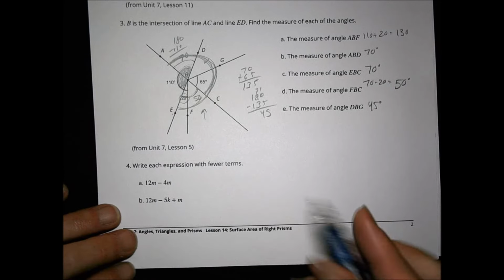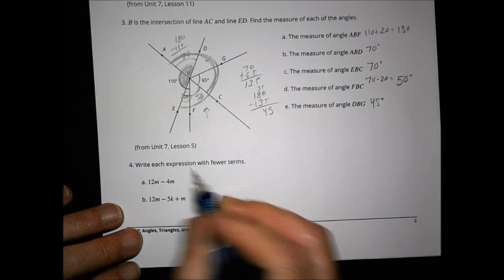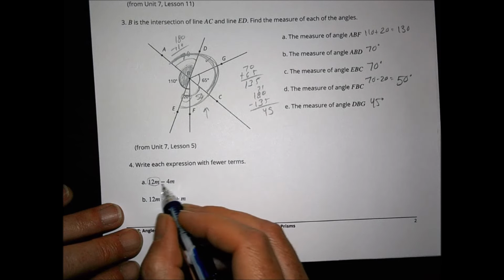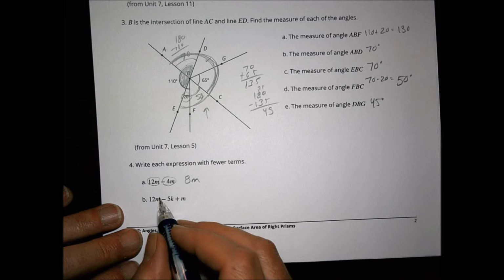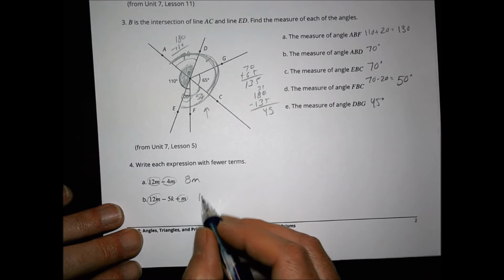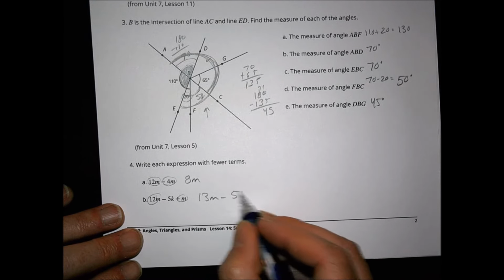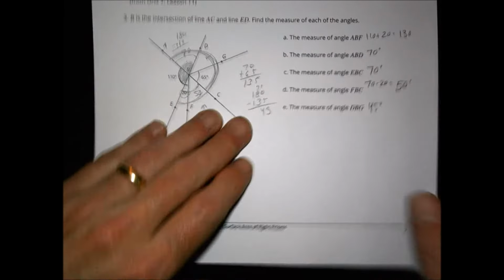All right. And then finally, looking down here at this one, there's a couple more. Write with fewer terms. I can combine 12m minus 4m, and I can make that simply an 8m. Here I can put a 12m and a 1m together to get 13m minus 5k. That stays just like it is there. And there's one more of these like that on the next page.